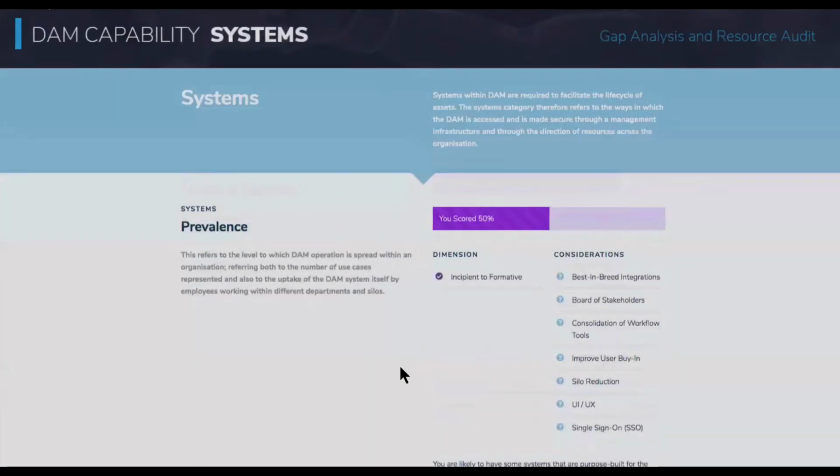So to look at another example, we have system prevalence. This relates to the level to which DAM is spread across an organization, but also how well it's being used across different business units. A point that I will keep on coming back to is that just because you buy a piece of software doesn't mean that people will use it or will want to use it.